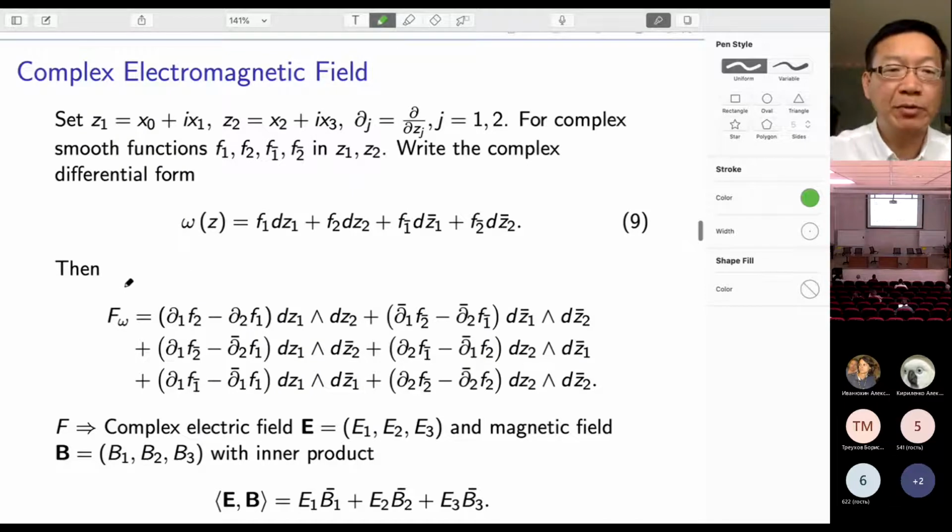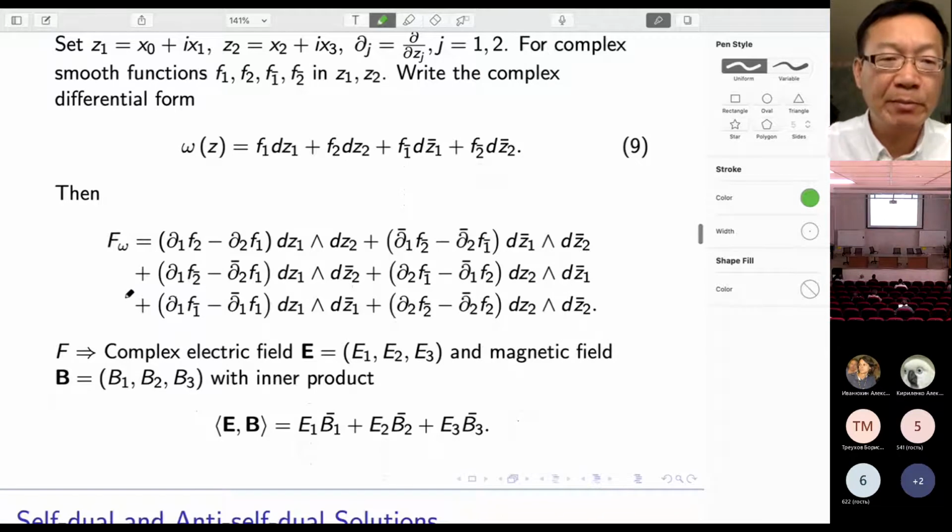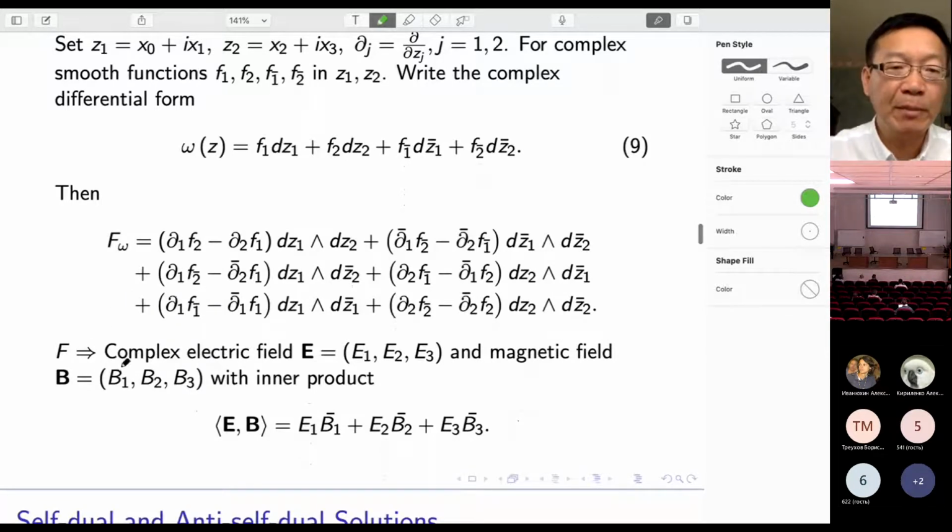And then you can compute its curvature field. This is called the curvature, or the Faraday field. The Faraday 2-form can be computed this way. And from here, as we mentioned maybe a few minutes ago, you can read the complex electric field and the complex magnetic field. And then the inner product in the complex case will be given by this. Okay, so this is the spatial inner product. It doesn't involve time.